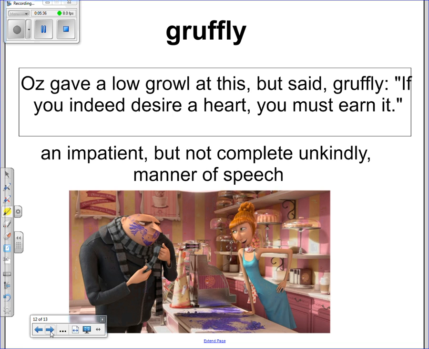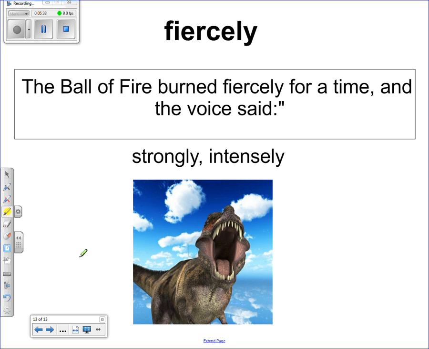And our final word is fiercely. The ball of fire burned fiercely for a time, and the voice said something else, sorry. But fiercely means strongly and intensely. So it burned really bright, really hot. But fiercely can also describe an animal, and so here you see this, and it looks very, very strong. So that would be fiercely.